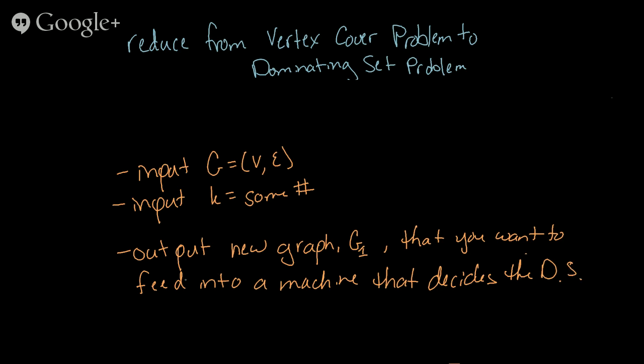It's up to you to consider what I've shown you and make an algorithm from there. And you're going to feed this new graph into that machine, and you're also going to feed K into it. K is your input, and it's also your input to your dominating set machine. You don't actually need to write machines that solve the vertex cover problem or the dominating set problem.